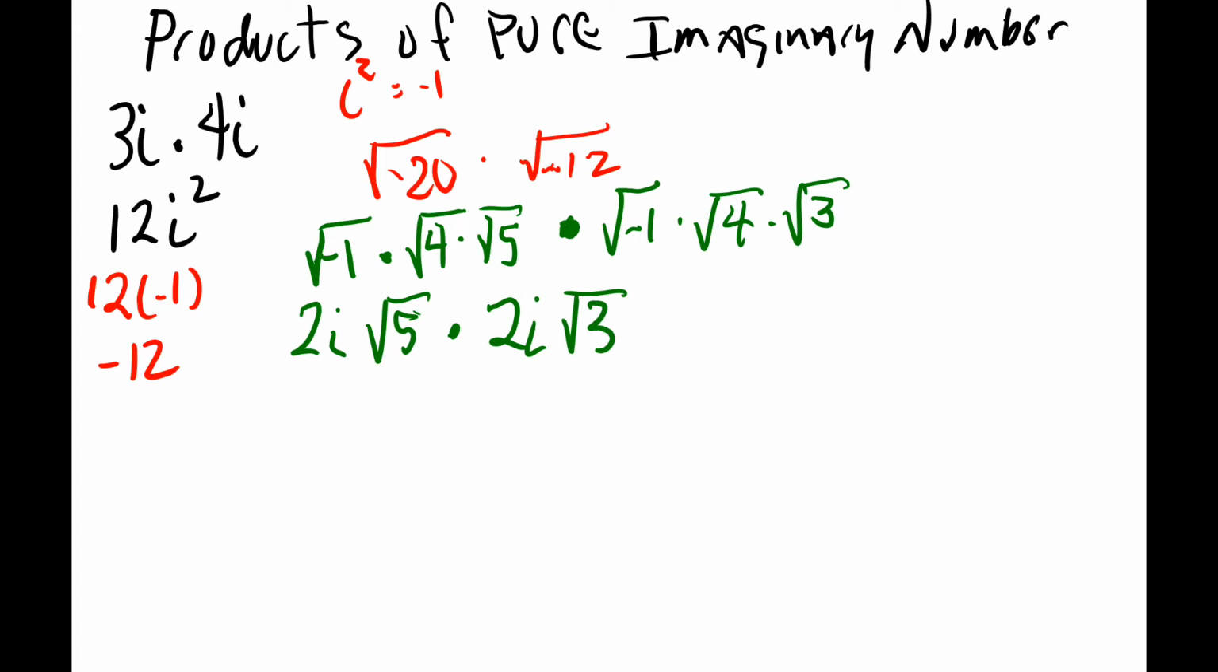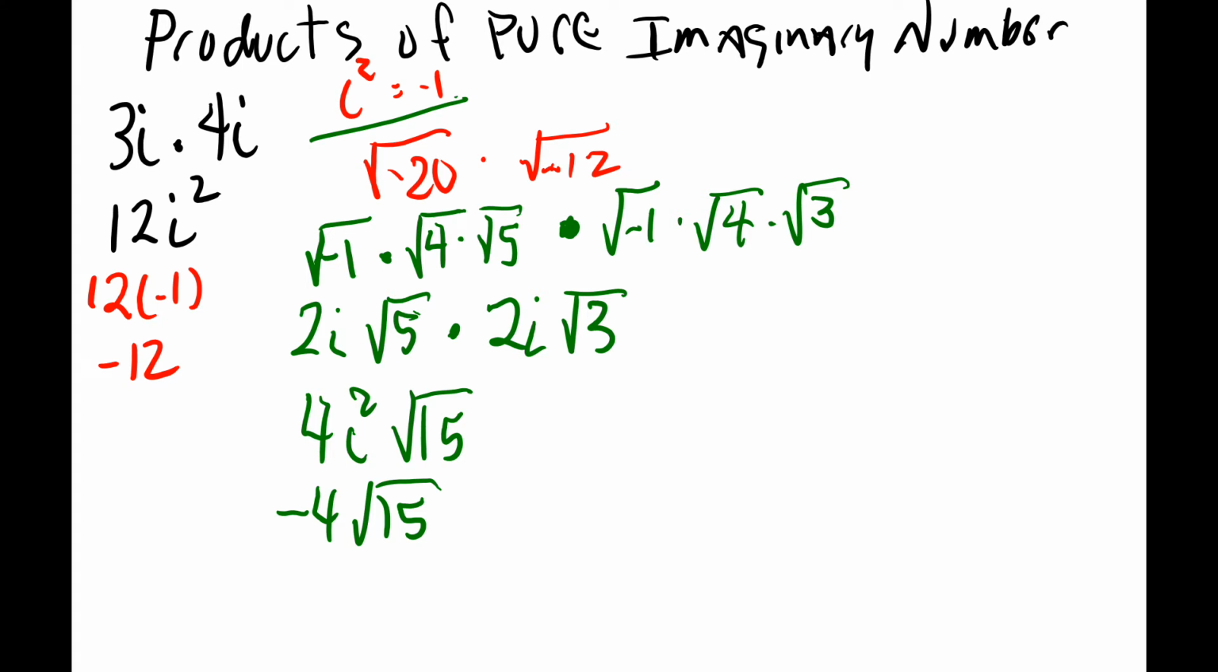All right, well, now we're getting close. So now we're going to multiply these two together. So I got 2i times the square root of 5 times 2i times the square root of 3. Well, multiplying this together, that's first going to give me 4i squared times the square root of 15. Square root of 5 times the square root of 3. But what is i squared? i squared is -1. So now I've got 4 times i squared, which is -1, and that's going to leave me with -4 times the square root of 15.